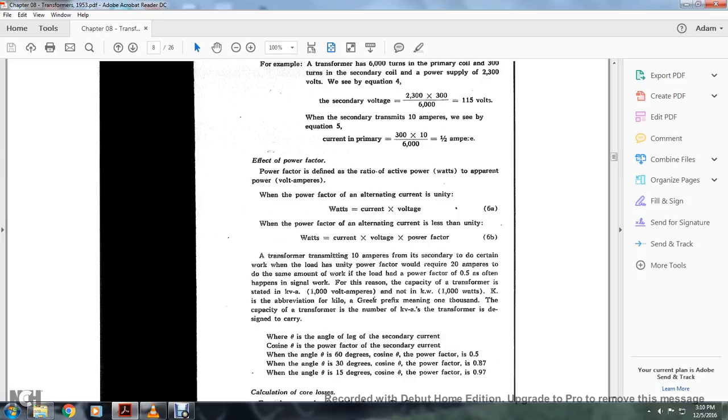The kilovolt-amperes transformer is designed to carry load where theta is the angle of lag of the secondary current, and the cosine of theta is the power factor of the secondary current. Where the angle theta is 60 degrees, cosine theta is 0.5 and the power factor is 1/2. When the angle theta is 30 degrees, cosine theta and the power factor is 0.87. And when the angle is 15 degrees, cosine is 0.97 and the power factor is 0.97.